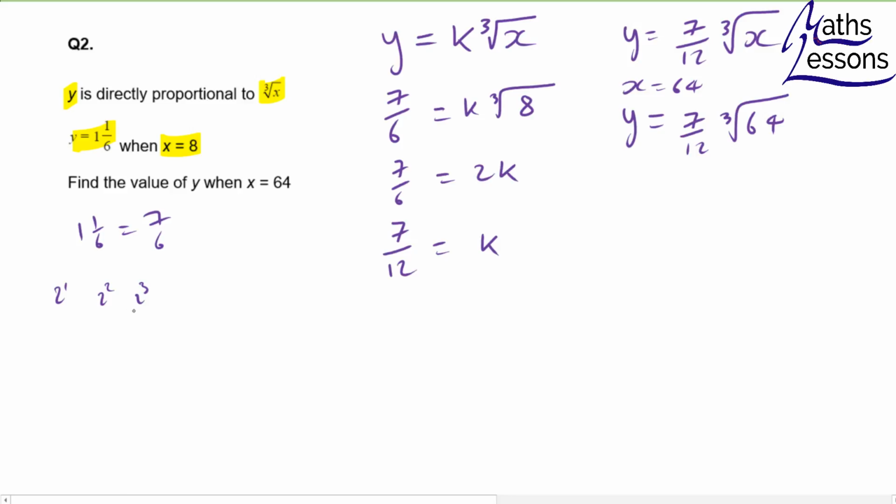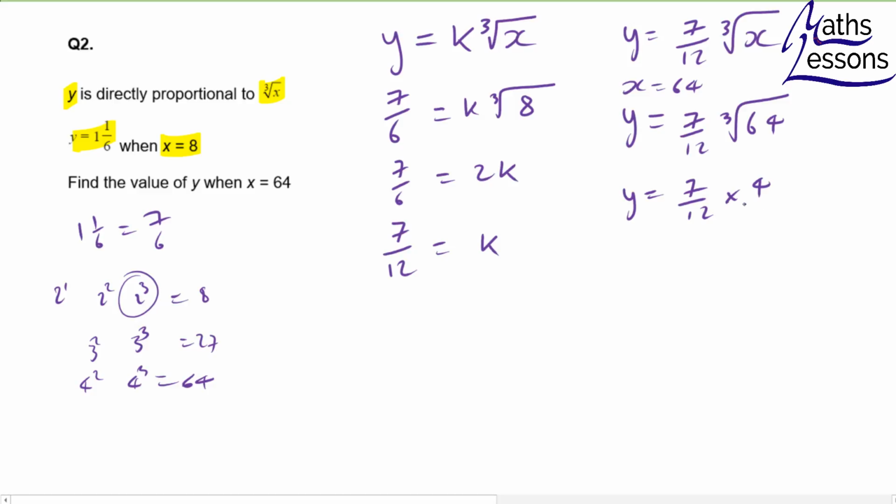Well, we know that 2 cubed is going to be equal to 8, and we know that 3 cubed, well, if you know 3 squared is 9, 3 cubed is 27, 4 squared is 16, 4 cubed is 64. So we know that the cube root of 64 is 4. So y equals 7 over 12 times 4.